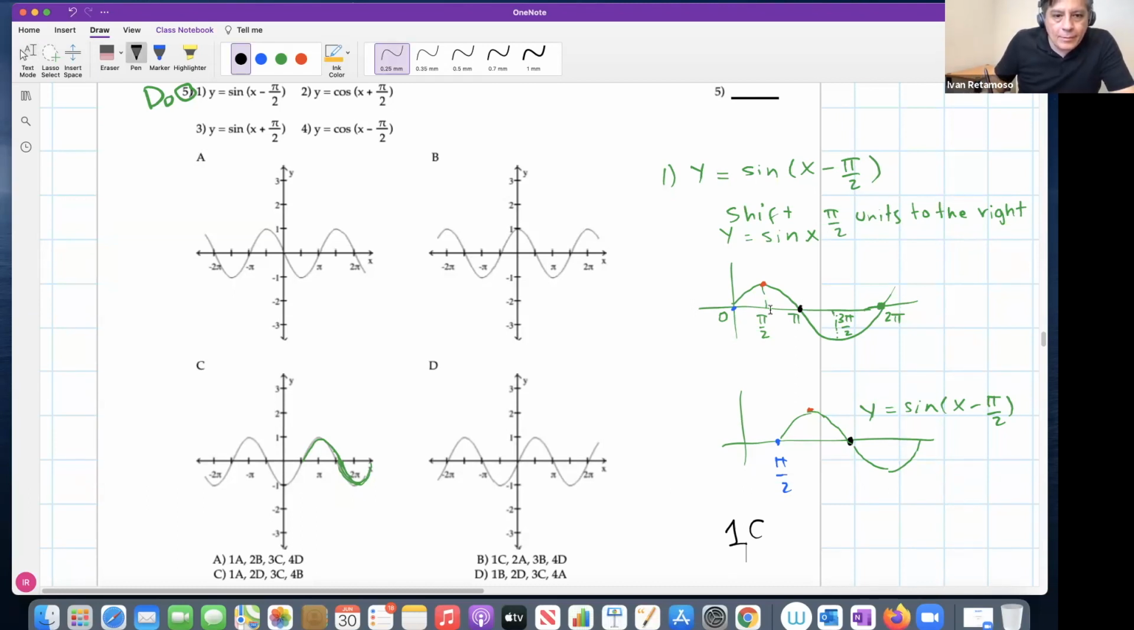So which one is that? Well, remember cosine originally looked like this, like a wave. But if you shift this pi over 2 units to the left, this guy will appear here. It's very tricky to catch it, but this guy will appear here, this guy will appear here, this guy will appear here. I think it's this. Yeah, this should be the graph of y equals cosine of x plus pi over 2, shifted pi over 2 units to the left. So definitely 2 should go with A.